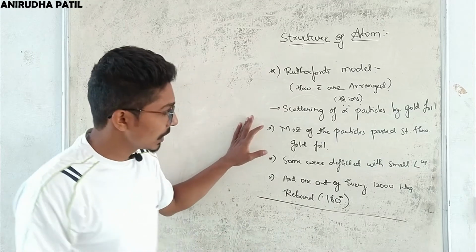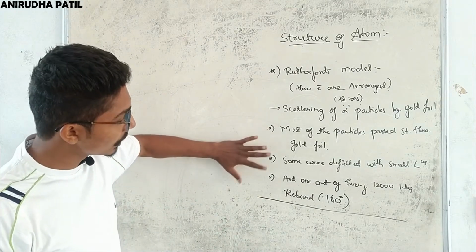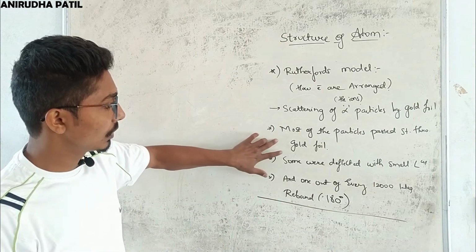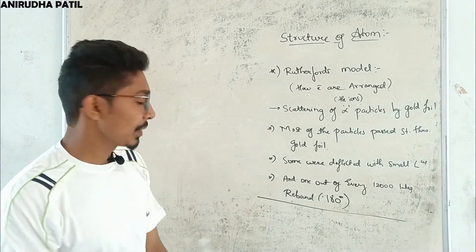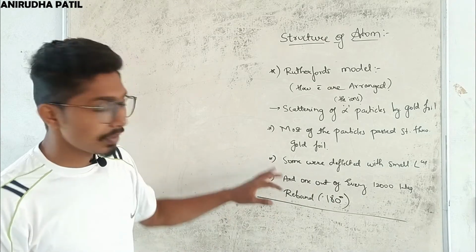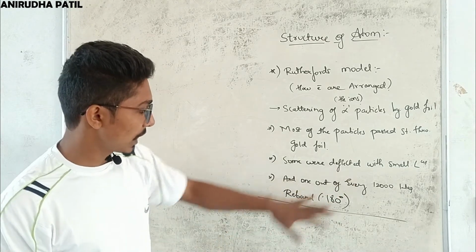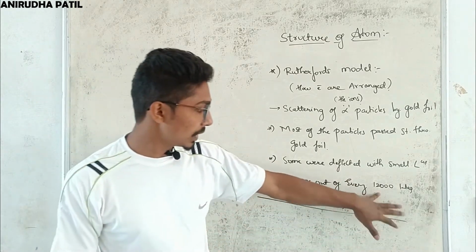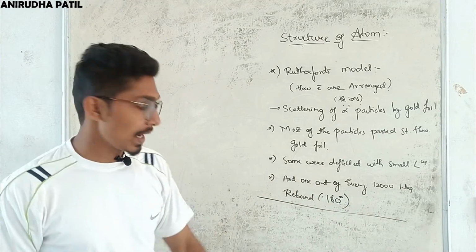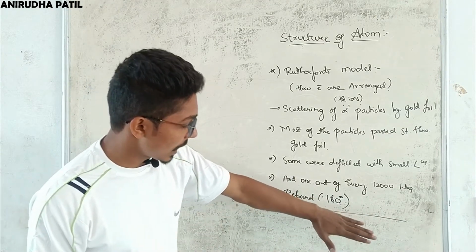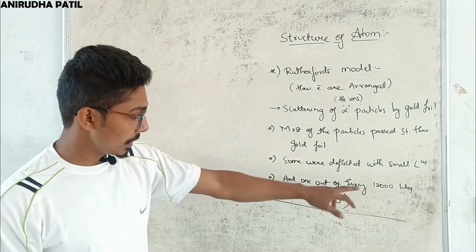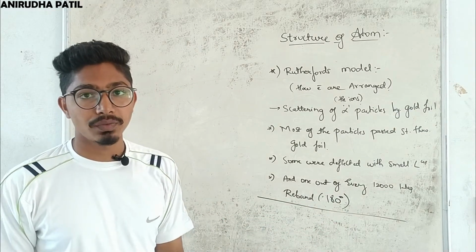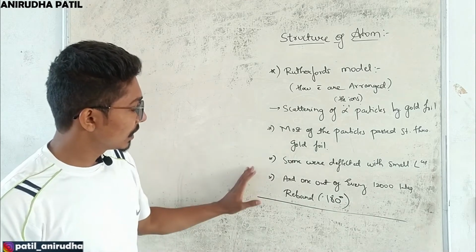So after he performed the experiment, he got these three results. The results are, most of the particles passed through the gold foil directly, some were deflected with small angles, and 1 out of 12,000 rebounded with the angle of 180 degrees. And this was an interesting result, that 1 out of every 12,000 rebounded with an angle of 180 degrees. So these are the three concepts.